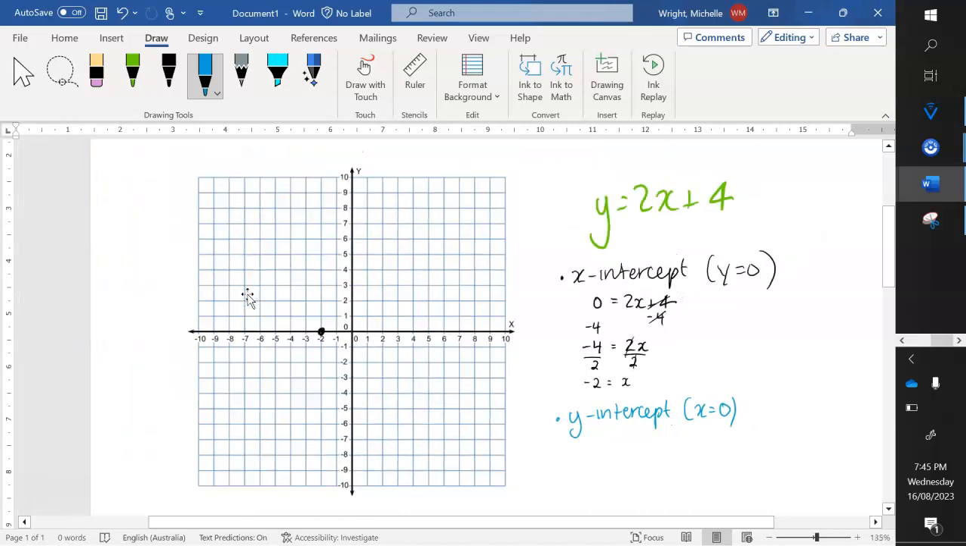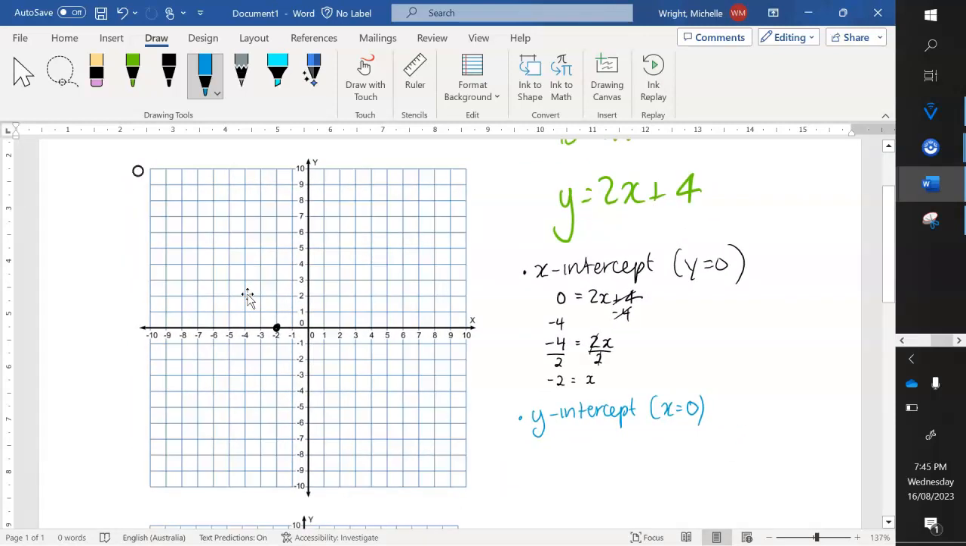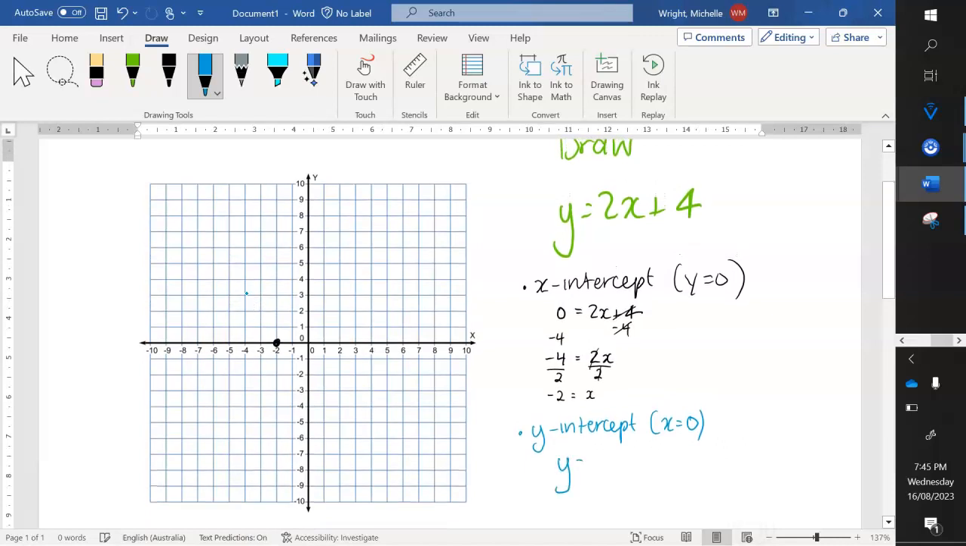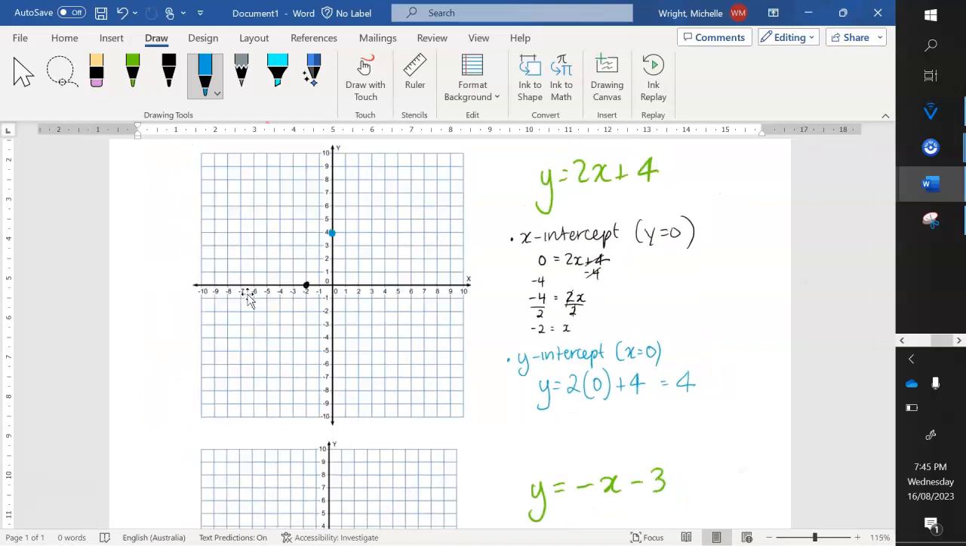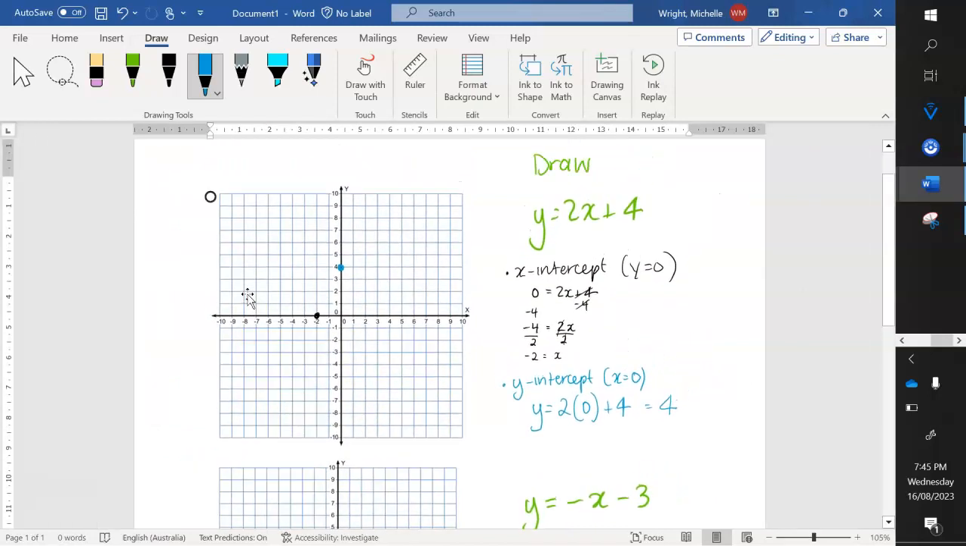So if I pop x equals 0 into my green equation up the top there, I'll have y is equal to 2 times 0 plus 4, which is 2 times 0 is 0, y equals 4. So my y-intercept happens up here. That is enough information for me to draw that line.